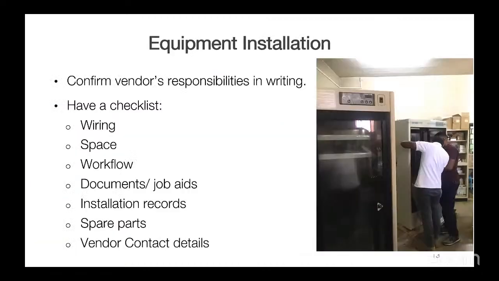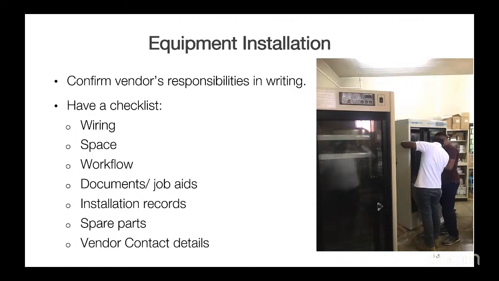Equipment installation is the next aspect of equipment management. You need to confirm from the vendor, in writing, whether he is the one that is going to install the equipment, or you're going to send someone to install it. We advise that you don't install the equipment, let them install it. Have a checklist like the wiring, the space, the workflow, the document, job aid, installation record.